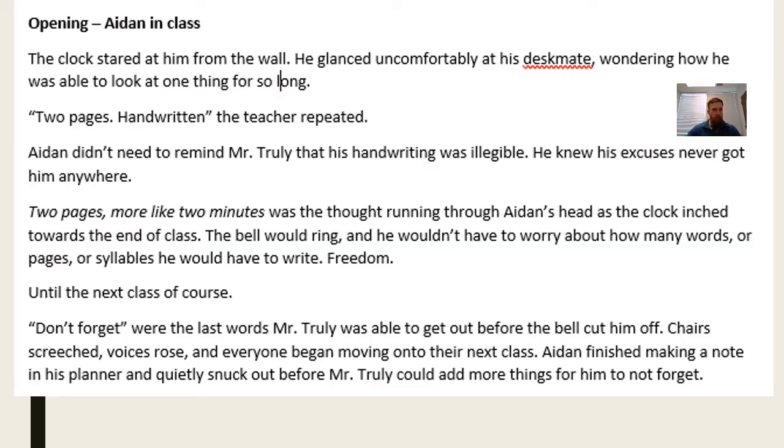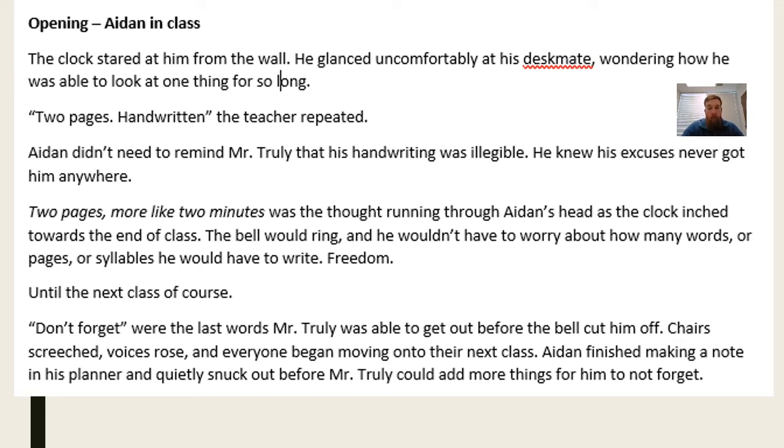I think it's 160-ish words, but my opening is Aiden in class. The clock stared at him from the wall. He glanced uncomfortably at his desk mate, wondering how he was able to look at one thing for so long. "2 pages, handwritten," the teacher repeated. Aiden didn't need to remind Mr. Truly that his handwriting was illegible. He knew his excuses never got him anywhere.